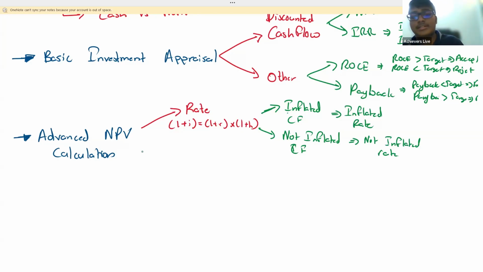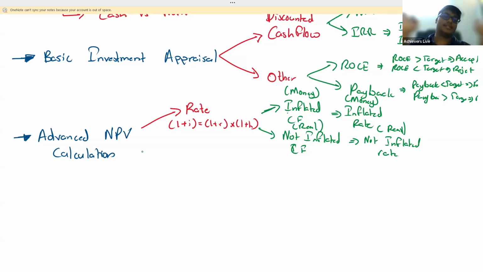Money cash flows, correct. Nominal cash flows. If you are using inflated cash flows, money cash flows, you have to use what rate? Money rate, not inflated rate, nominal rate. If we are using not inflated cash flows, so we call it real cash flows, you have to use what rate? Real rate.